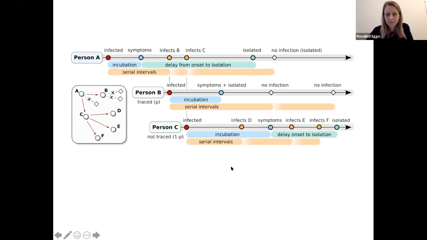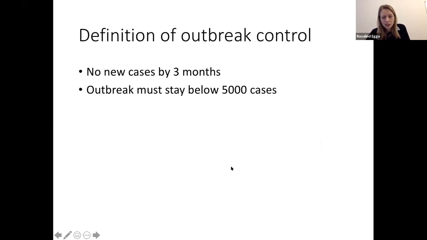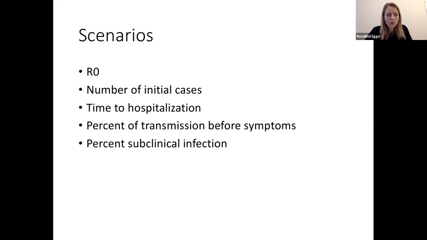Okay, so in the model we define whether the outbreak has been controlled by two metrics: either there must be no new cases by 3 months, or the outbreak must stay below 5,000 cases in total. They generally don't get very big, but that's the definition of outbreak control used in the model. Okay, so for the scenarios, we're going to vary the reproduction number.